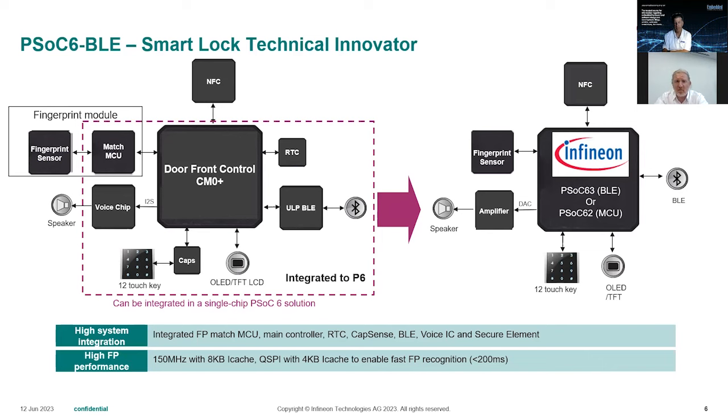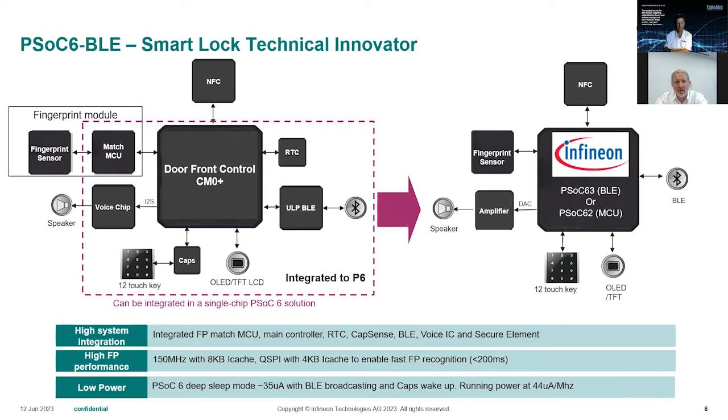And then it had high performance. It was dual core, an M0 to handle the secure actual locking, the moving of the motor for the lock. But then it had an M4 which could do all of the sensor hub features like fingerprint sensing, such that you'd end up getting a fingerprint match within less than 200 milliseconds. And all while being very low power: running power of, in this case, 44 microamps per megahertz and 35 microamps with the BLE advertising.